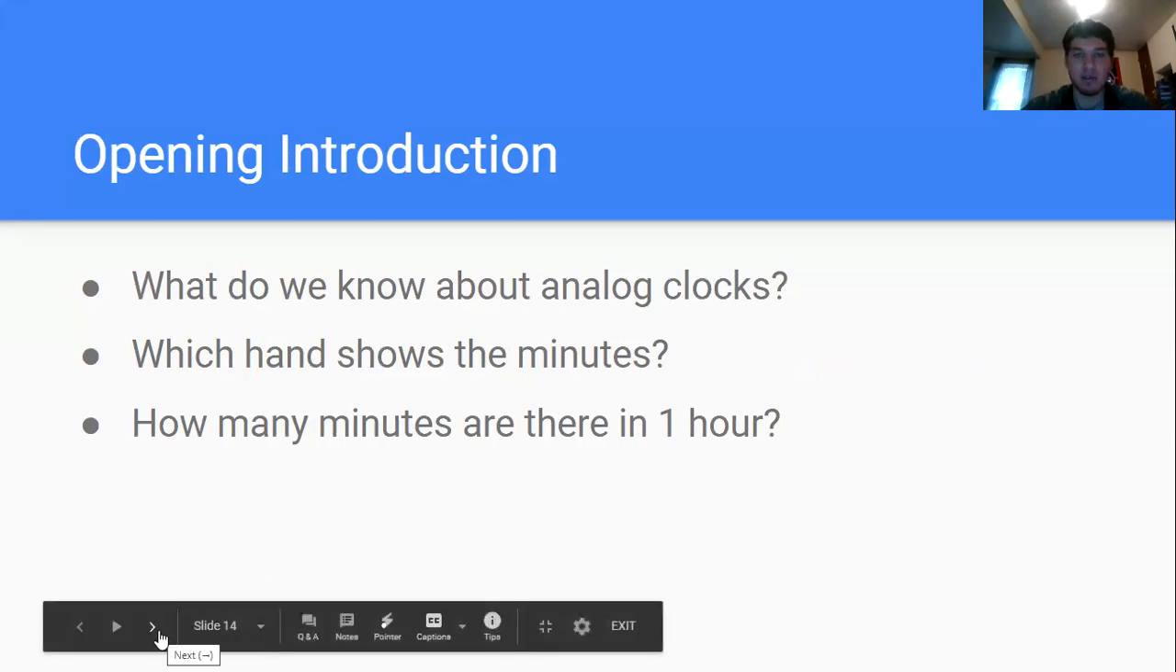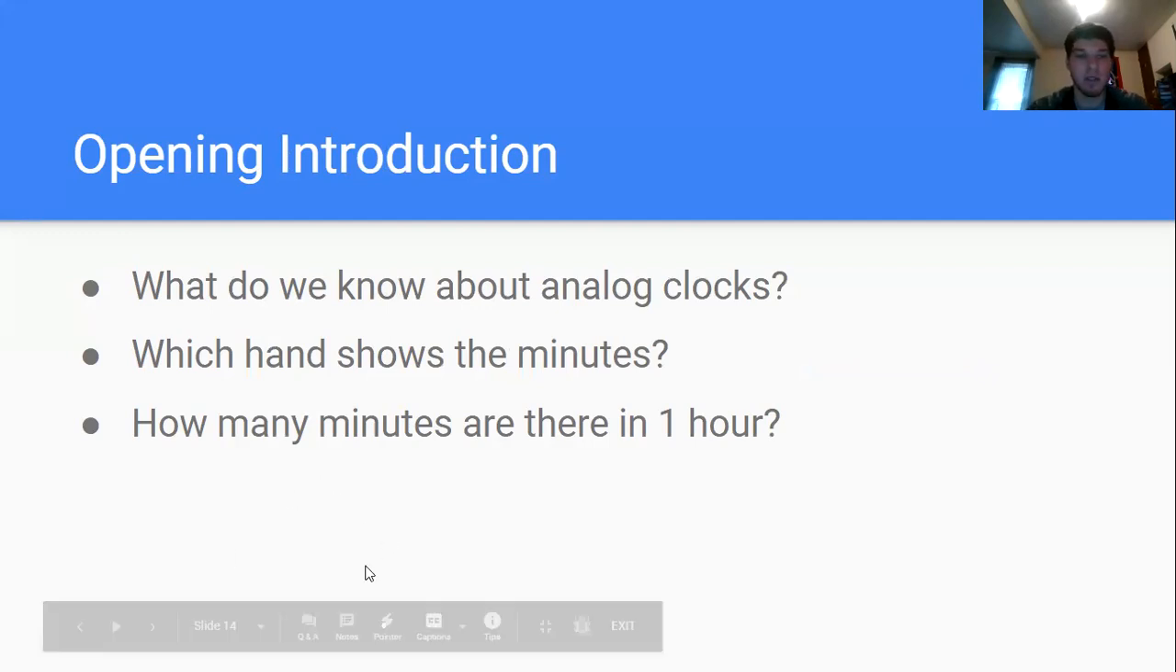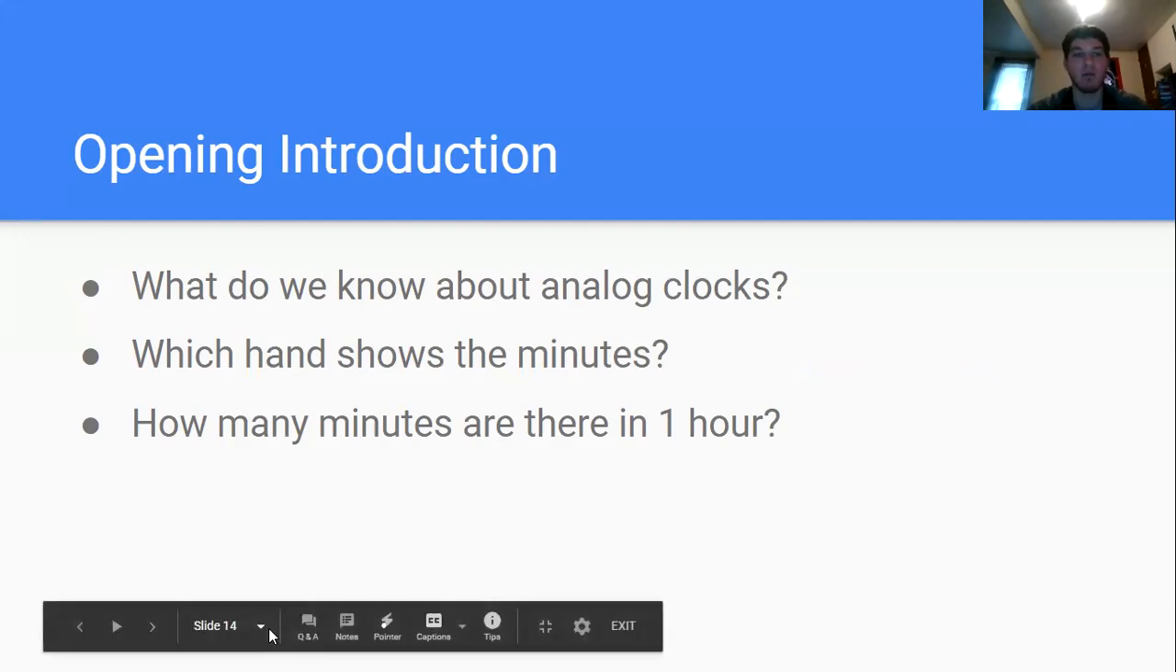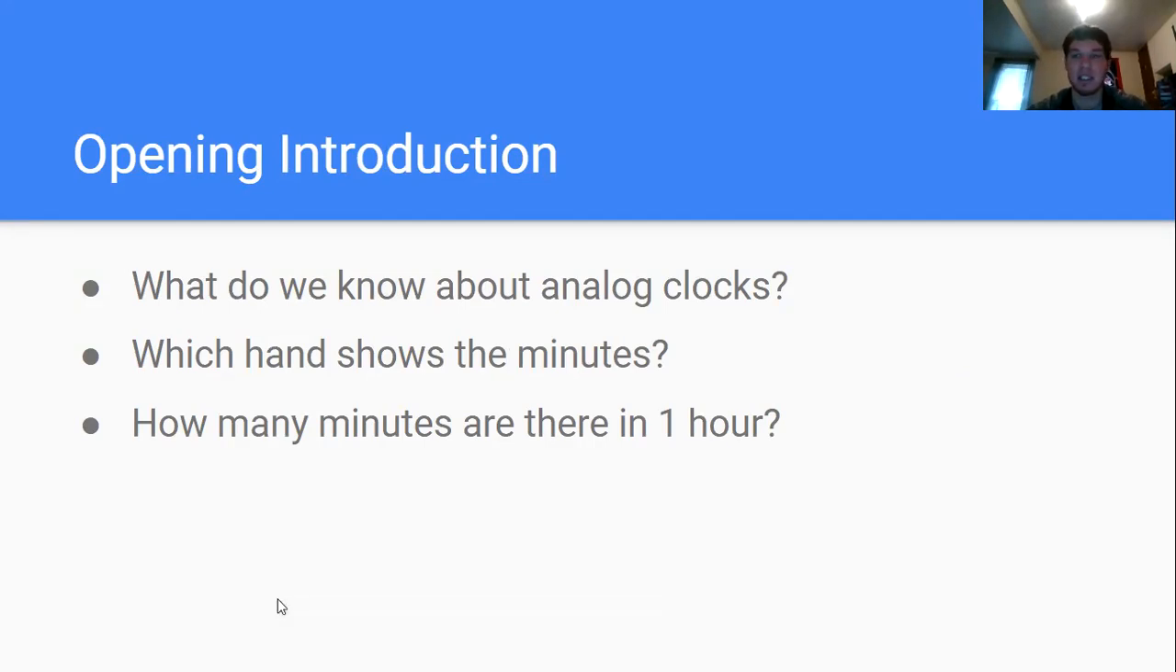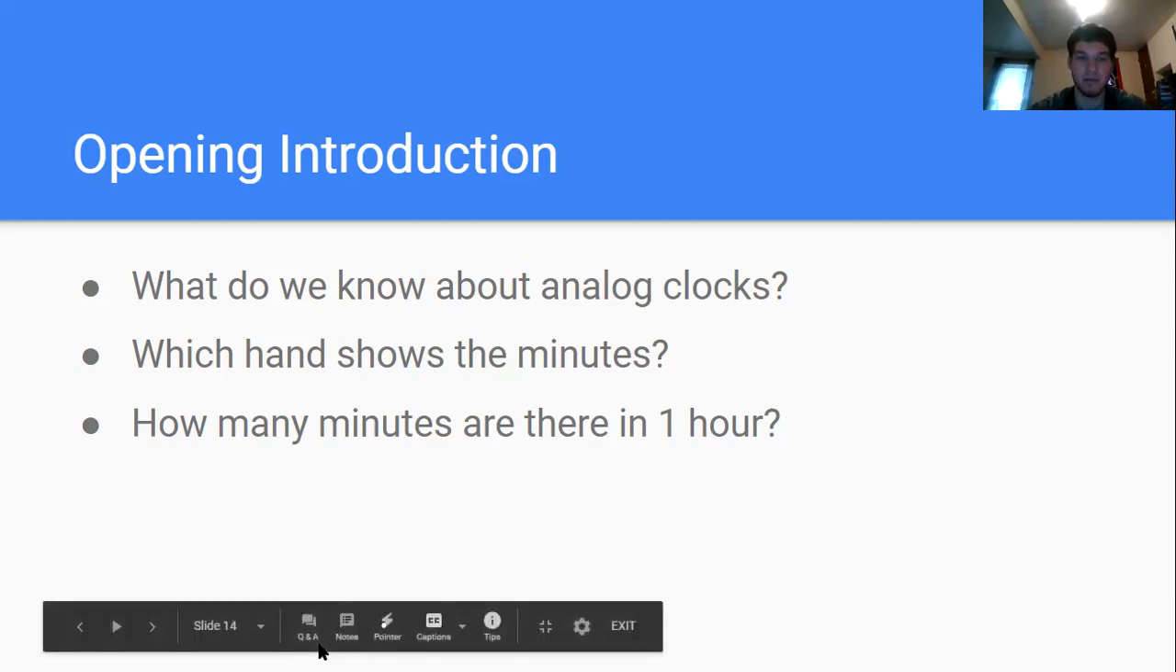Now that we answered those questions, what do we know about analog clocks? Analog clocks are what we see in our everyday classrooms and how we tell time. Which hand shows the minutes, class? That's the long hand on the clock. And how many minutes are there in an hour? Well, there's 60 minutes in an hour. So if you got all those correct, then you just passed those first 3 questions.